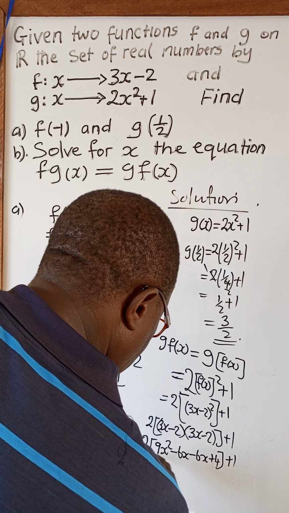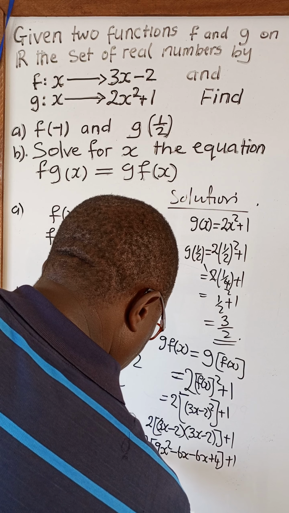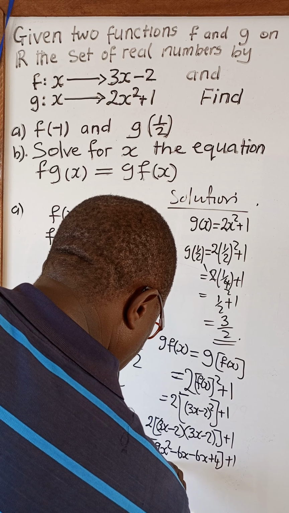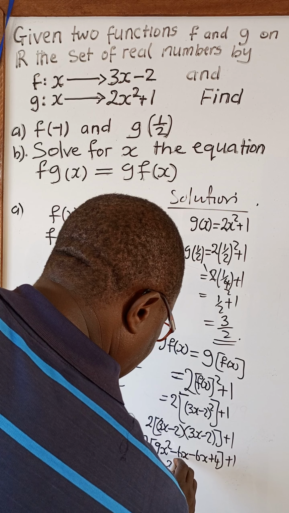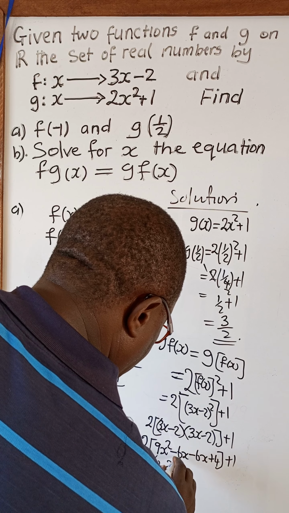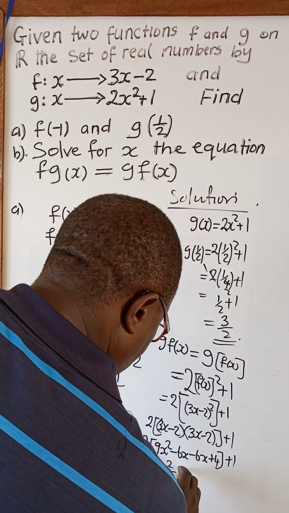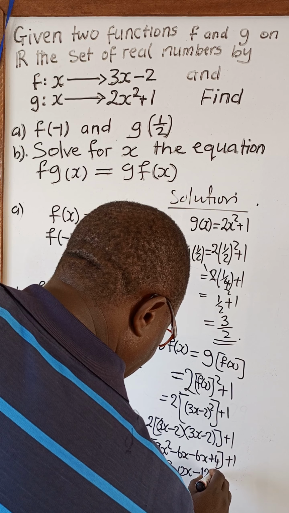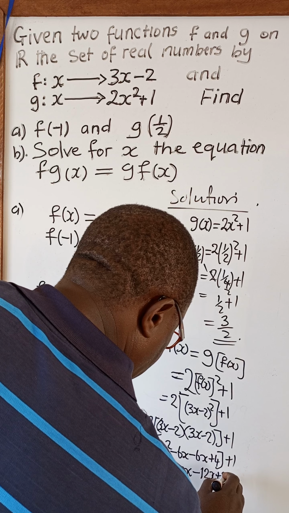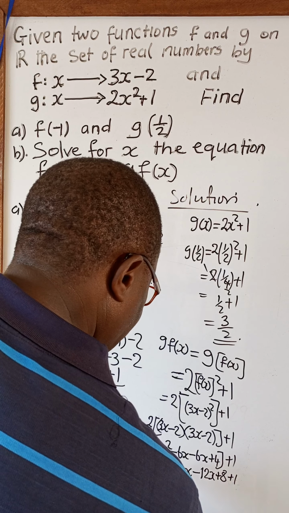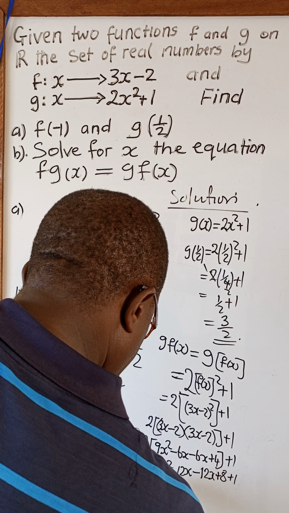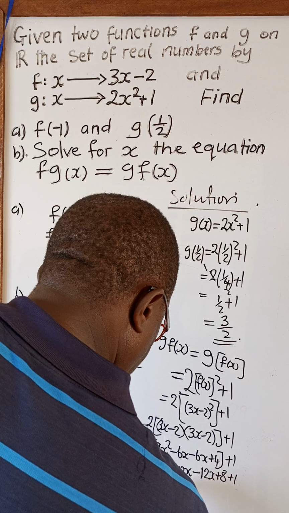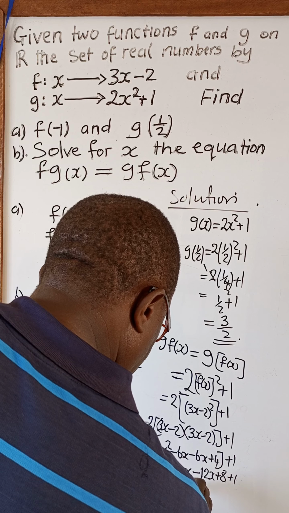And so we open up all this bracket. That gives us 2 multiplied by 9x squared, which gives us 18x squared. Let's first of all open it up. 2 multiplied by negative 6x is negative 12x, and again 2 multiplied by negative 6x is negative 12x. 2 multiplied by 4 gives us plus 8, and then plus 1. So finally we'll have 18x squared, negative 12x and negative 12x gives us negative 24x.